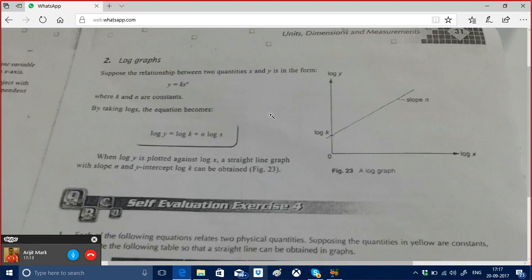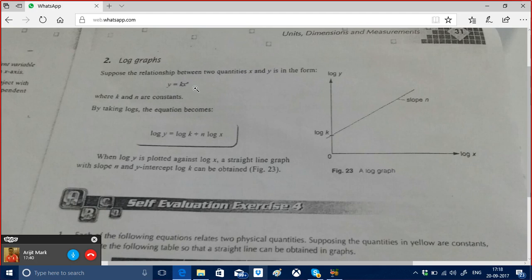Yes. Logarithmic graph, that will be in the power form. Suppose that a relation is y equals k x to the power n. Okay, k x to the power n. So in that way, if you would like to open that, then y equals, firstly you can see that, k into x to the power n, okay?